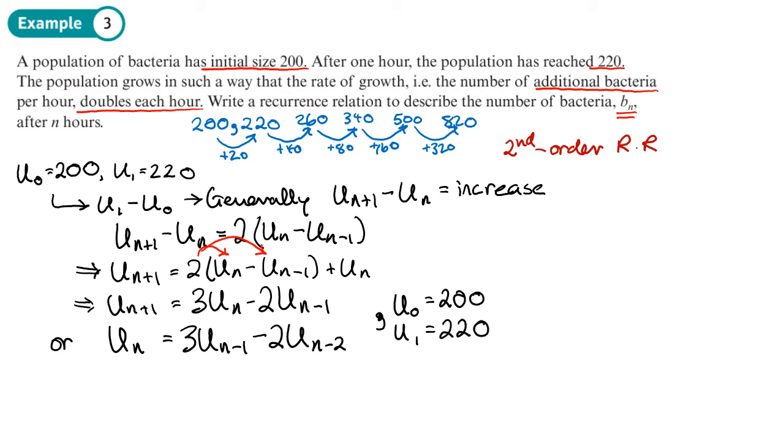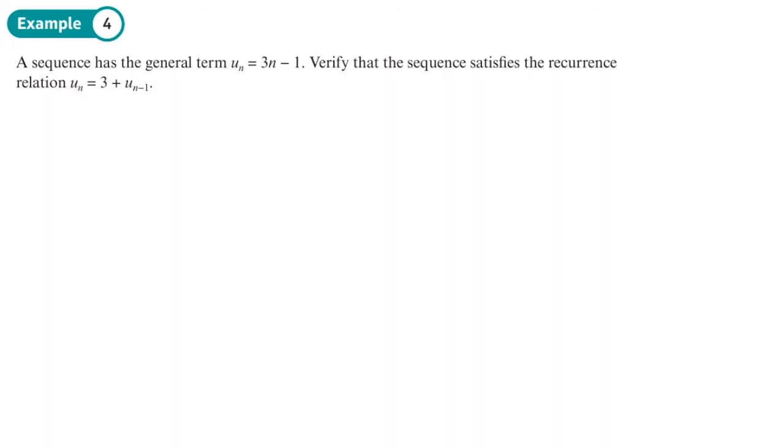So as I said before, this is an example of a second order recurrence relation, where we need the last two terms to generate the next term. So here we have a sequence that has this general term, and the question says verify that the sequence satisfies this recurrence relation.